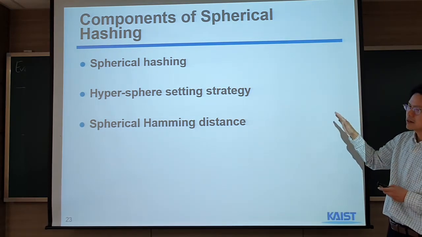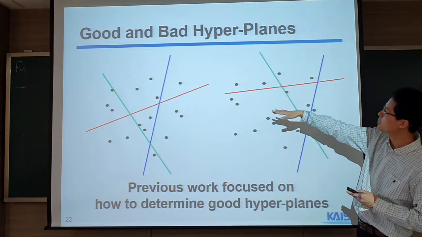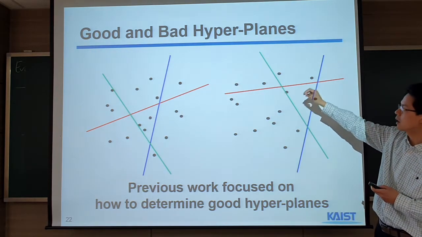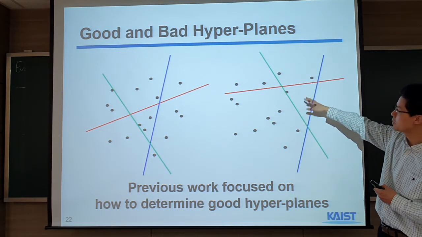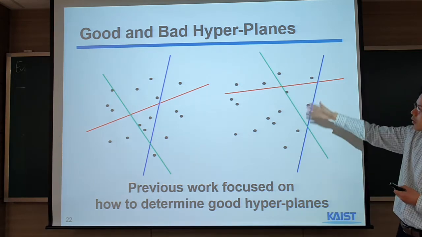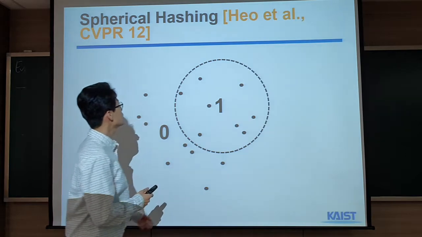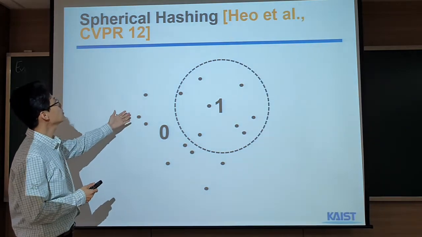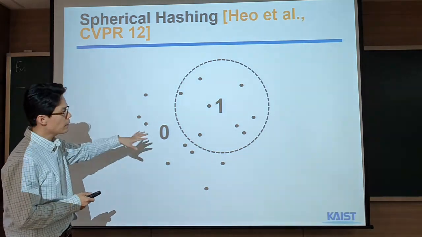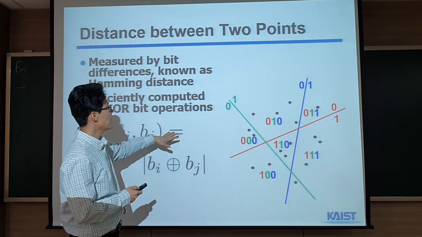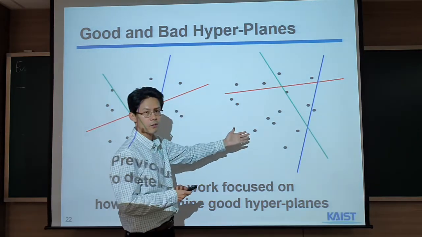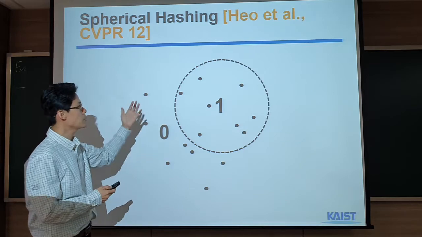But also a lot of techniques are based on the prior hyperplanes. I will talk about how we can build this kind of hyperplanes or hypersphere later on. First of all, I'd like to actually talk about this concept of spherical hashing. So far, I used the hyperplanes to partition the data, right? But why not use a hypersphere, right?